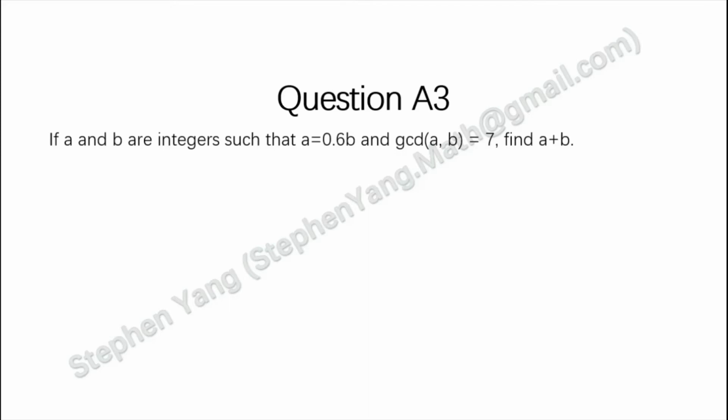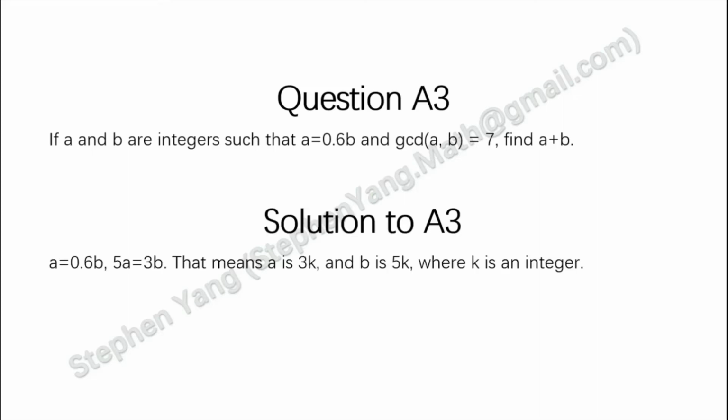And question 3 is if a, b are integers such that a equals 0.6 times b and GCD of a and b equals 7, and it wants you to find a plus b. And the solution for this question is a equals 0.6b, and we could rewrite it as 5a equals 3b. So that means a is a multiple of 3, so we can write it as a equals 3k. And b is equal to 5k, and k must be an integer.